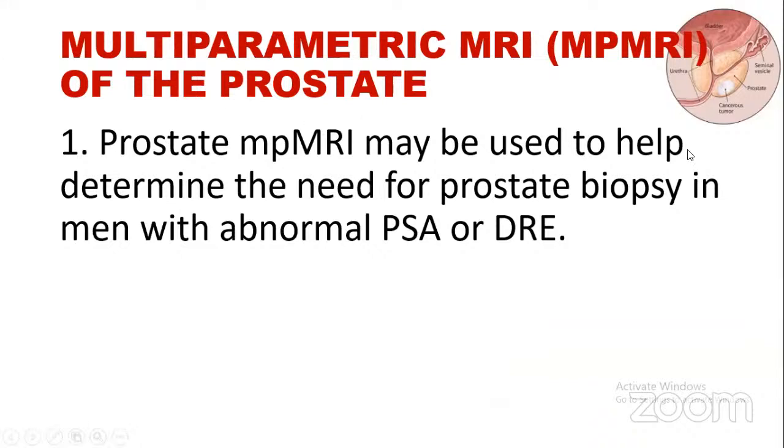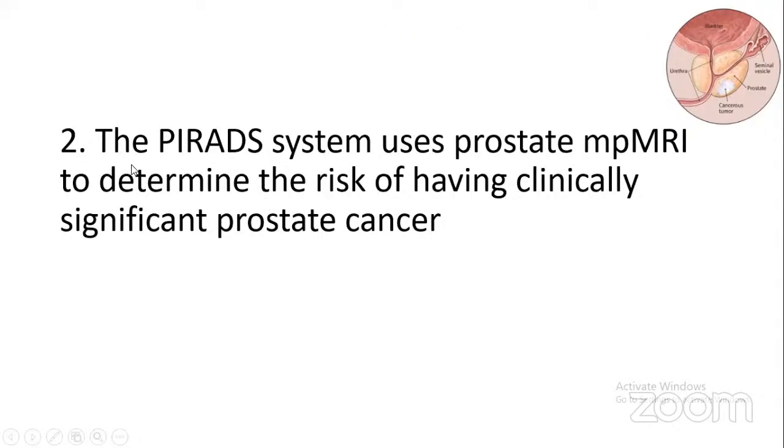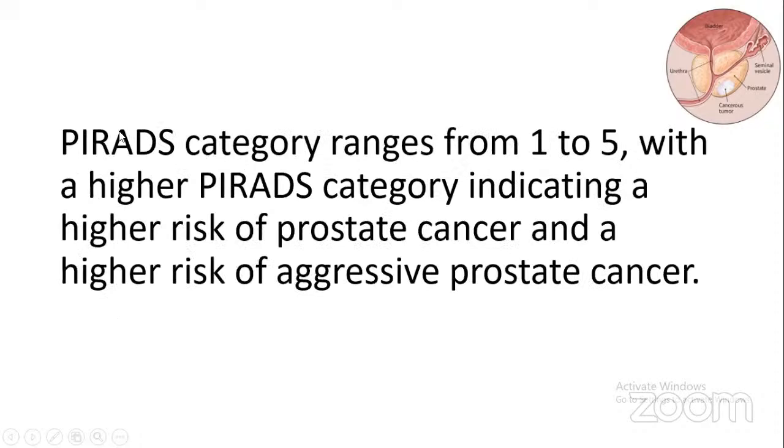We have a multiparametric MRI of the prostate. This is considered one of the investigations. Multiparametric MRI may be used to help determine the need for prostate biopsy in men with abnormal PSA or digital rectal examination. The PI-RADS system uses prostate multiparametric MRI to determine the risk of having clinically significant prostate cancer.